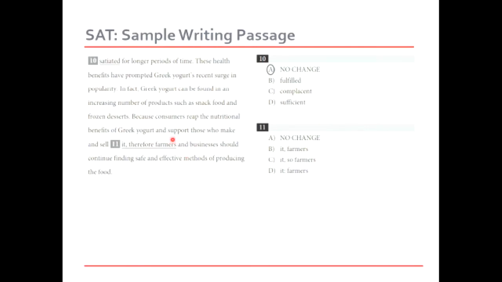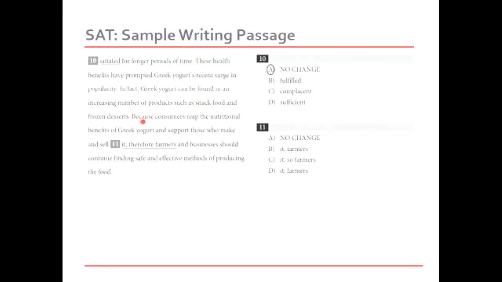Question number 11. Because consumers reap the nutritional benefits of Greek yogurt and support those who make and sell it, therefore farmers and businesses should continue finding safe and effective methods of producing the food. The sentence started with the word because, the connective because, or we could say the transitional word. So over here, we have introduced therefore, which is also a transitional word. If I see it carefully, I would definitely find out that therefore should not be used over here.